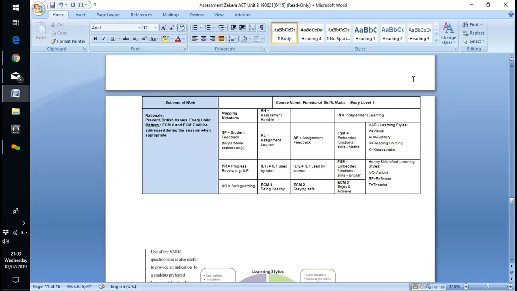There's a number of theorists in this area. Honey and Mumford are probably one of the most used. There's another guy, I don't know if you've met him before, Vygotsky. He's another theorist on quite a number of things in teaching and learning. Some of his stuff's quite good, actually, and it is practical. It's not just theory.